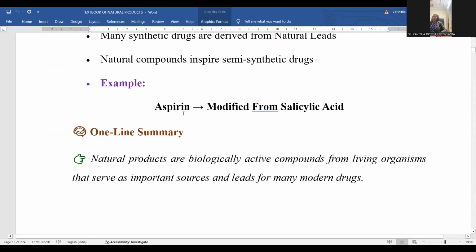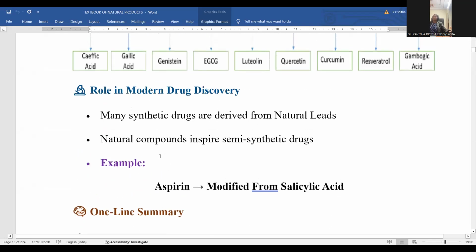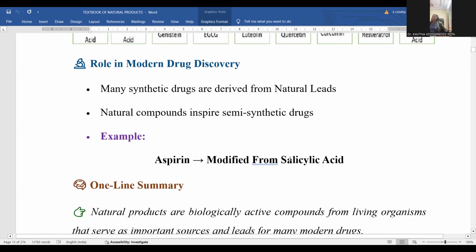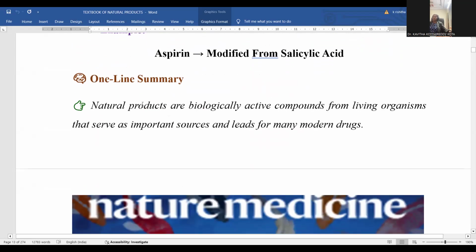For example, aspirin. Aspirin is a medicine which is synthesized within the laboratory, taking salicylic acid as the starting material. Salicylic acid is a natural extract only. With a little change, by acylating this compound, it is possible to obtain aspirin. So it is a semi-synthetic drug, we can say. This is the way the drug discovery process is carried out starting from natural compounds.